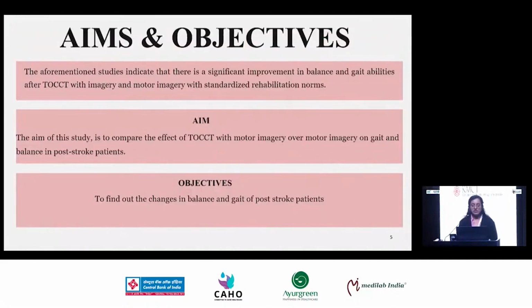Thus, the aforementioned studies indicate that there is a significant improvement in balance and gait abilities after TOCCT with imagery and motor imagery with standardized rehab norms. The aim of this study is to compare the effect of TOCCT with motor imagery over motor imagery on gait and balance in post-stroke patients. Objective is to find out changes in balance and gait of post-stroke patients.